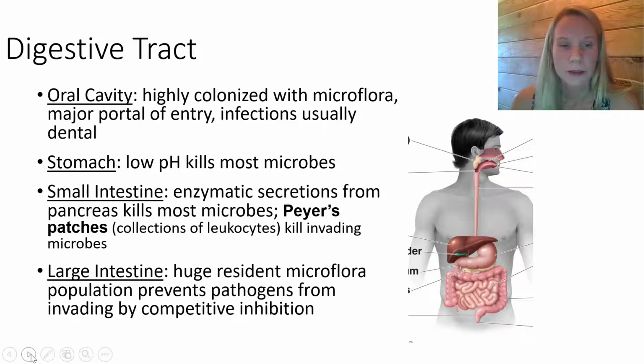There's a principle called competitive inhibition where we've talked about it before. It's like the garden. Remember, if you have a good garden of gut microbes growing in your large intestine, it keeps the weeds out. It prevents the pathogenic bacteria from growing in your gut.